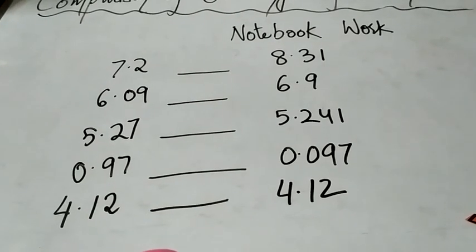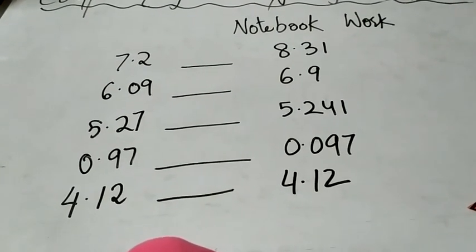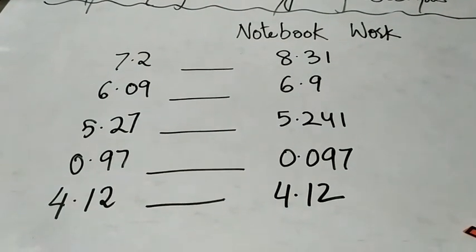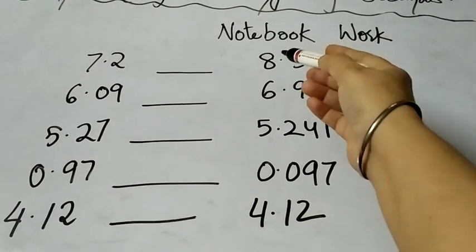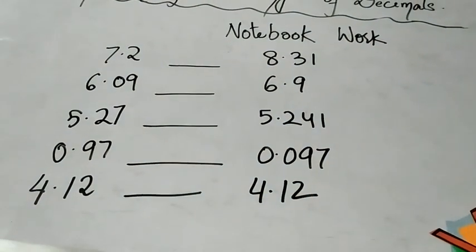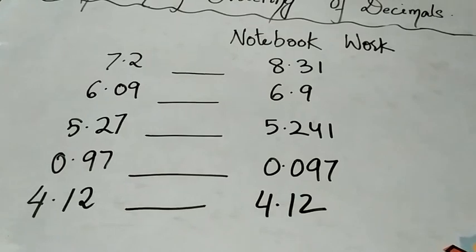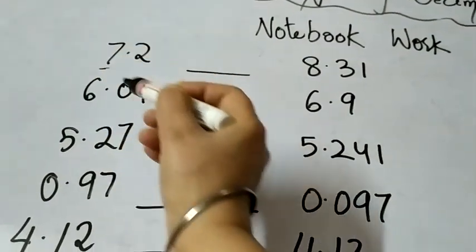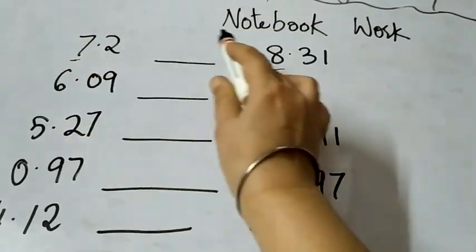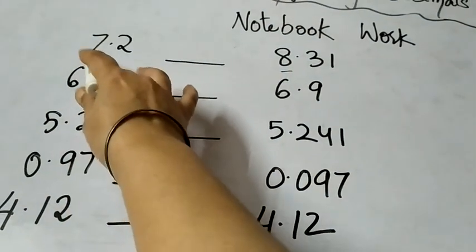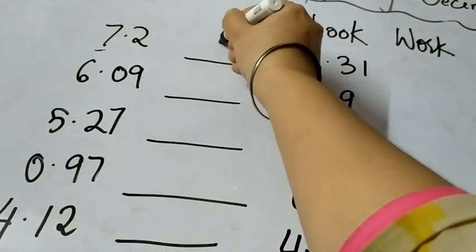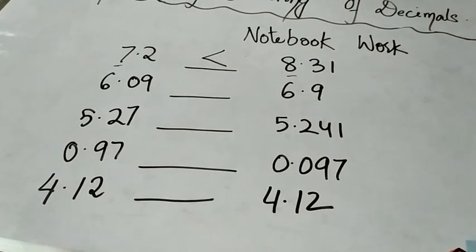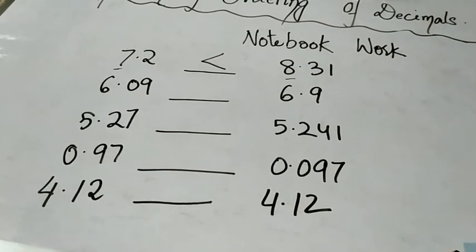Now let's see how we will do it in the book or notebook. Read the first question. 7.2 and 8.31. First step, now we are not making them like. We are simply doing it. I hope you have understood. Now we will first compare the whole number. Here 7 and this one is 8. So obviously this one is smaller. So we will put the smaller sign and read the sentence. 7.2 is smaller than 8.31.